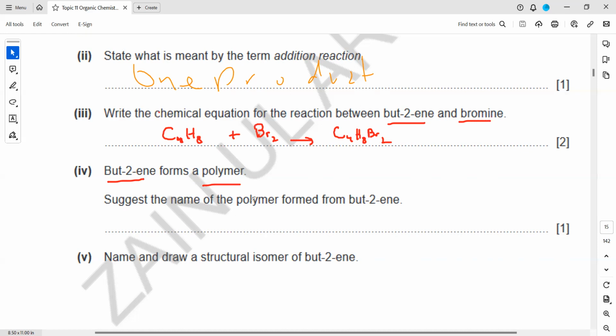Butene forms a polymer. Suggest the name of the polymer. The polymer is always named after the monomer. So the only thing we do is add the term poly. Whenever addition polymers are there, just add the term poly and write the same structure. Poly means many and butene, so polybutene will be the name of the polymer. In an addition polymer, the polymer name always contains the monomer, so we can easily recognize it.